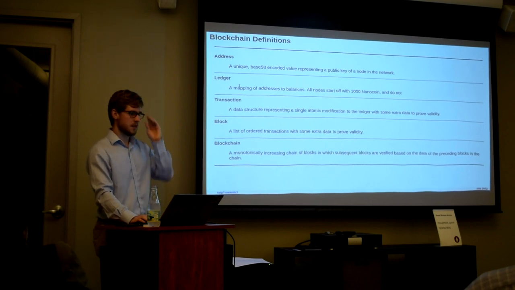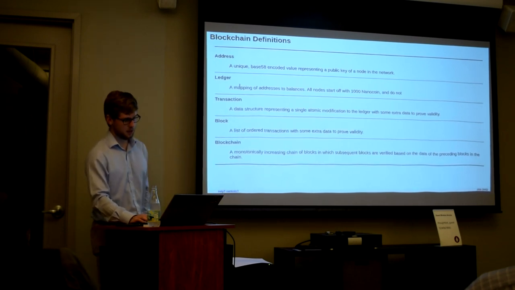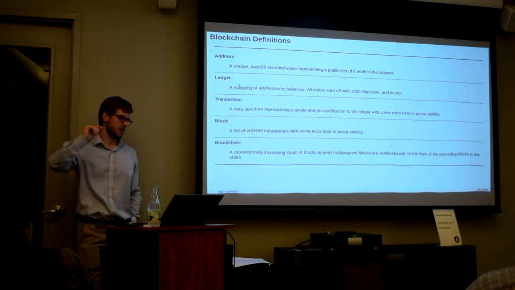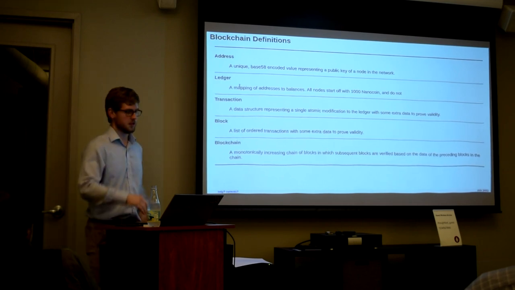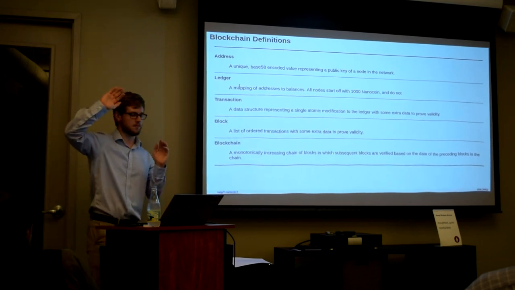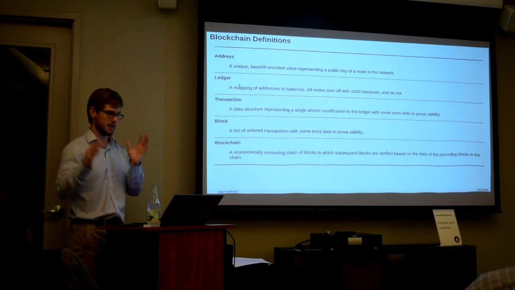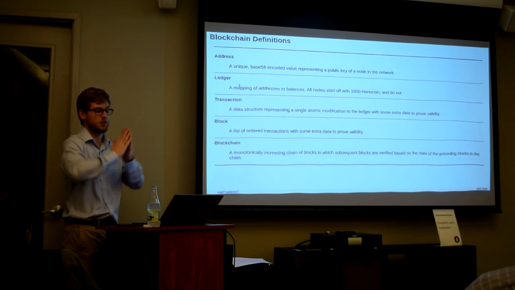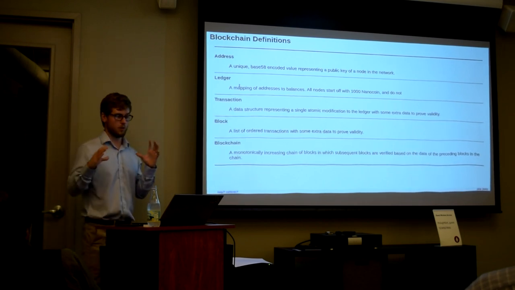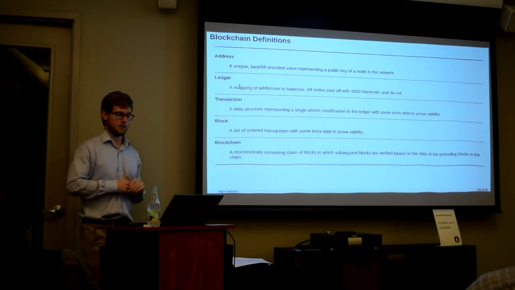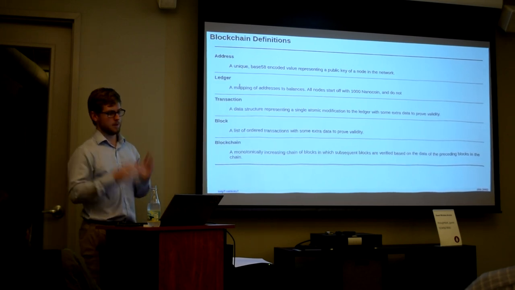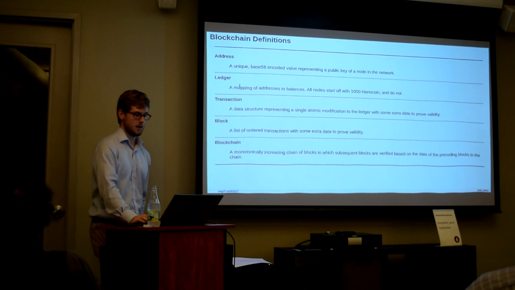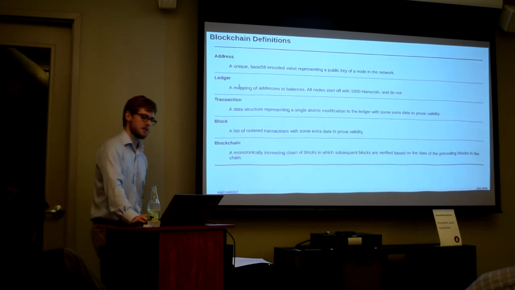There are a few terms we need to define. An address is a unique base 58 encoded value that corresponds to some public key. You take the public key and feed it through this algorithm and it encodes it, giving a more succinct representation instead of two giant integers. Remember, a public key is a point on the elliptic curve, so this is just a shorter way of talking about points. A ledger is a mapping of addresses to balances.